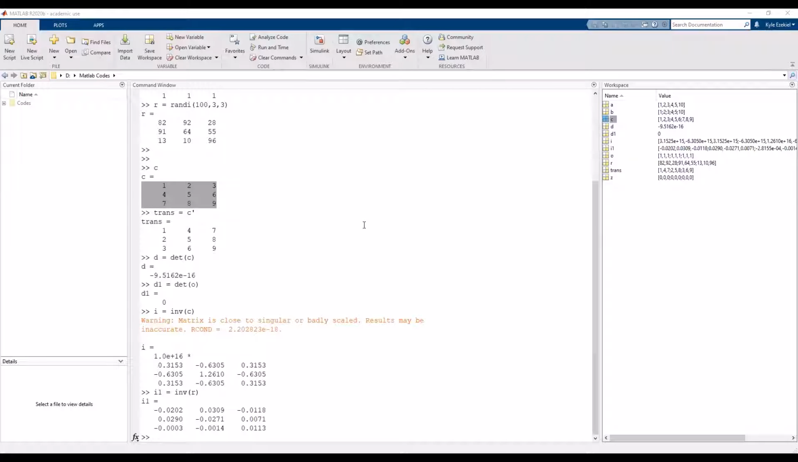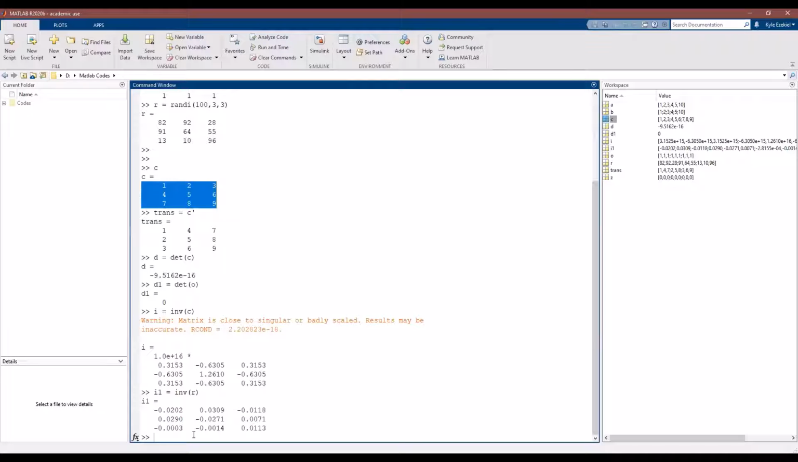Let's now proceed to matrix operations. Okay, so I just want you to take note that there are certain things that you need to know when operating on, or for example, manipulating matrices in MATLAB.